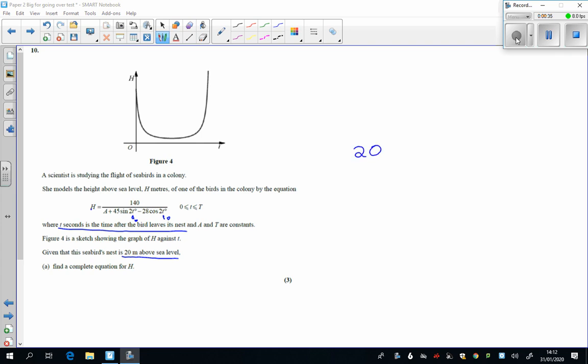So I'm going to write 20 equals 140 divided by A plus all of that with a 0 in it. If you put a 0 in the sine, that gives 0. Put a 0 in the cos, that makes 1. So I've got A minus 28 on the bottom. So rearranging, I think A minus 28 equals 7 and A is equal to 35.